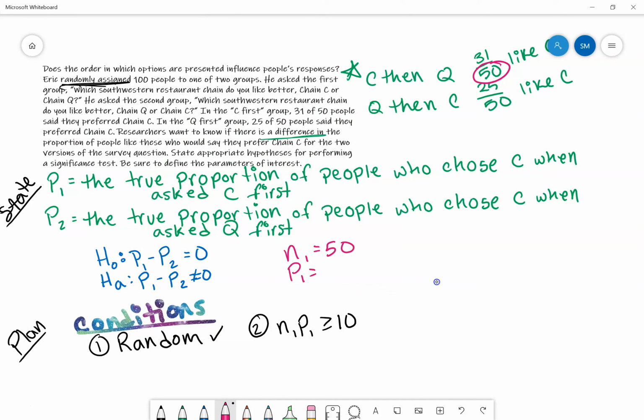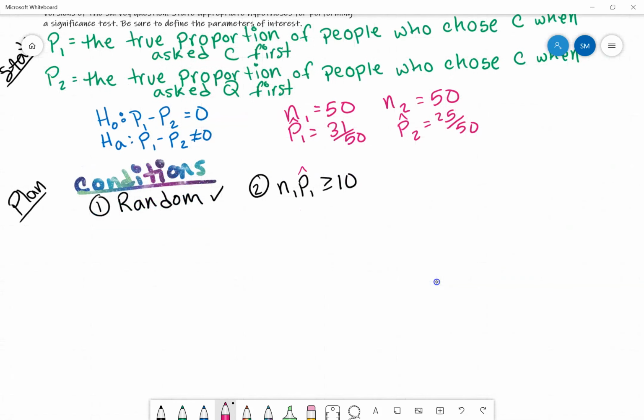Your sample proportion, p hat sub 1, is 31 over 50. N sub 2 is also 50. P hat sub 2 is 25 over 50. So let's go ahead and check it out. So 50 times 31 over 50. Is that greater than or equal to 10? Oh, look, cross multiply. 31 is greater than or equal to 10.